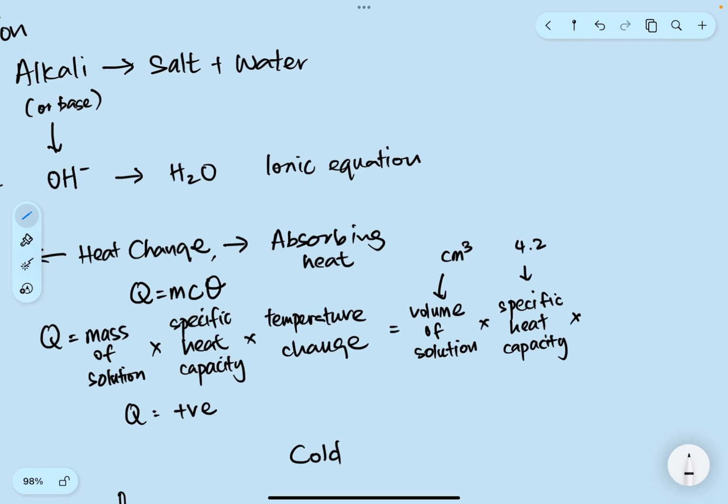And lastly, the temperature change. Find the final temperature minus the initial average temperature. So that is exactly what you need. Now, is there anything else? Oh yes, there is. This is only the first part.